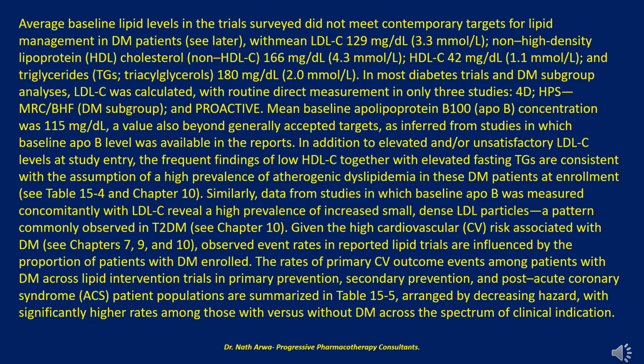Given the high cardiovascular (CV) risk associated with diabetes mellitus, observed event rates in reported lipid trials are influenced by the proportion of patients with diabetes mellitus enrolled. The rates of primary CV outcome events among patients with diabetes mellitus across lipid intervention trials in primary prevention, secondary prevention, and post-acute coronary syndrome (ACS) patient populations are summarized in Table 15.5, arranged by decreasing hazard, with significantly higher rates among those with versus without diabetes mellitus across the spectrum of clinical indication.